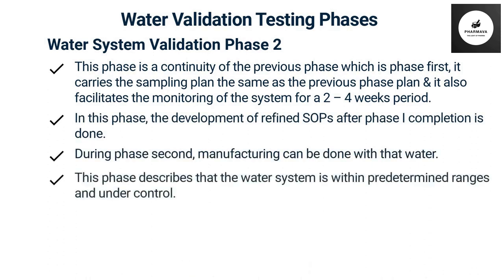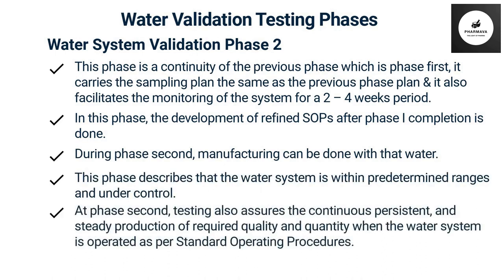This phase describes that the water system is within predetermined ranges and under control. At phase second, testing also assures the continuous, persistent and steady production of required quality and quantity when the water system is operated as per standard operating procedures.